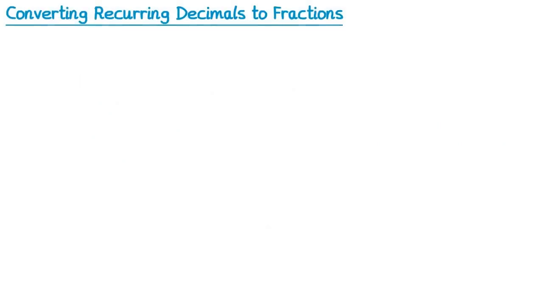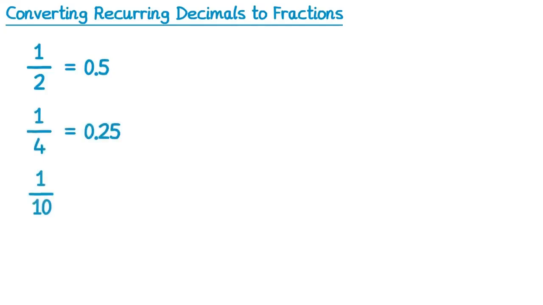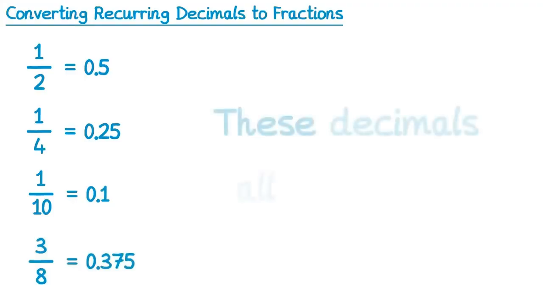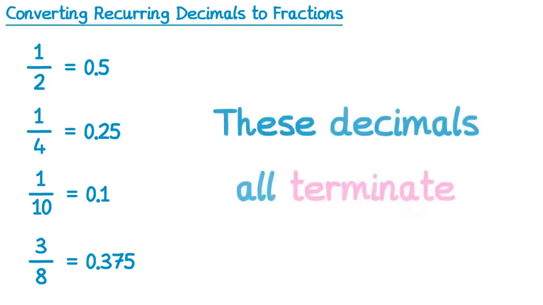We're going to learn how to convert a recurring decimal into a fraction. First though, we need to understand what we mean by a recurring decimal. You're probably aware that 1/2 equals 0.5. 1/4 is 0.25, 1/10 is 0.1, and you might even know something like 3/8, which is 0.375. We say that these decimals all terminate. That's because they all stop.